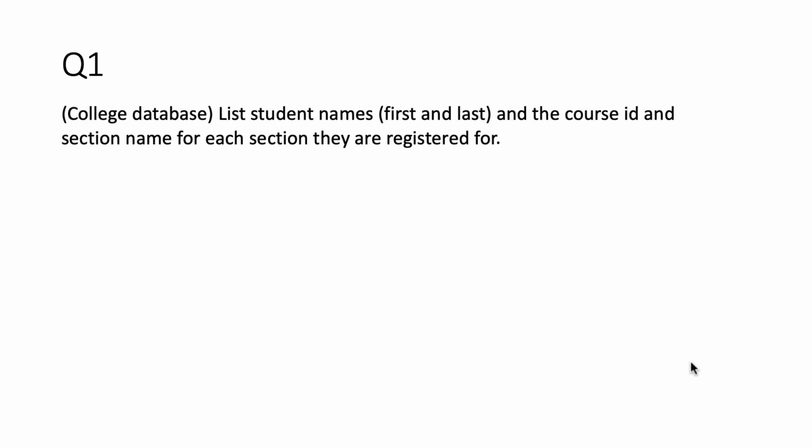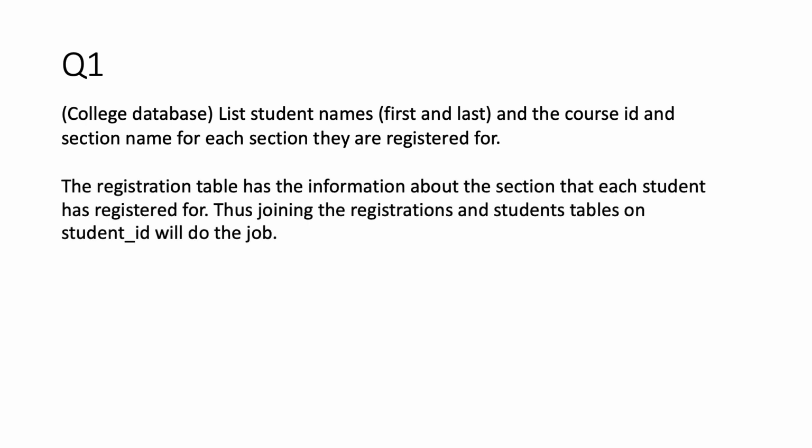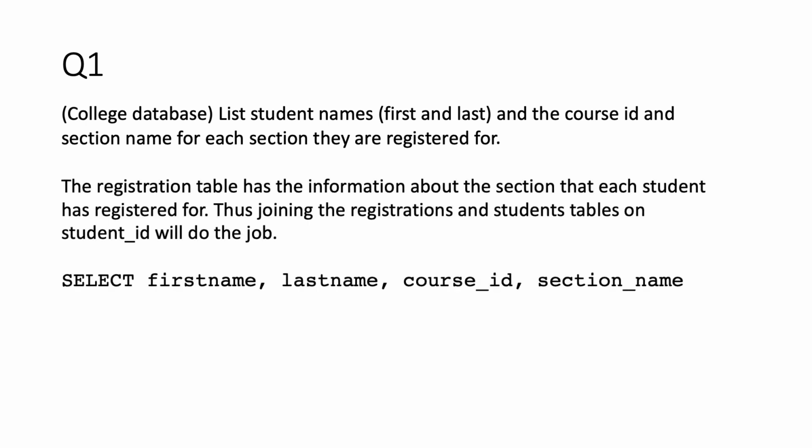Let's jump right to question number 1. It says list student names, first and last names, and the course ID and section name for each section they are registered for. So the point here is that you need the student names, which are going to come from the student table, and you need all of the other details about the section, which is going to come from the section table. You don't need the course name, and therefore you don't need the course table. Course ID and section name are both available in the sections table itself. Therefore just a simple join of the two tables will do the job for us.